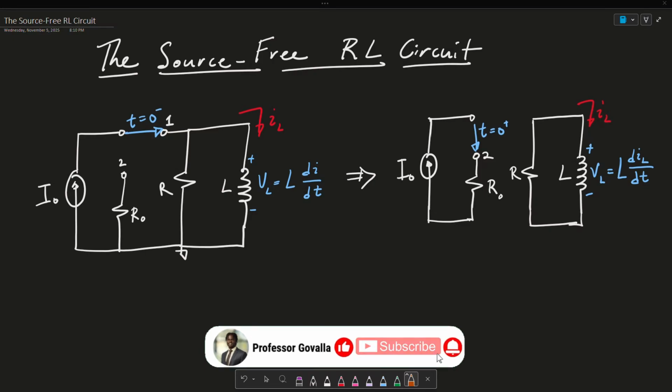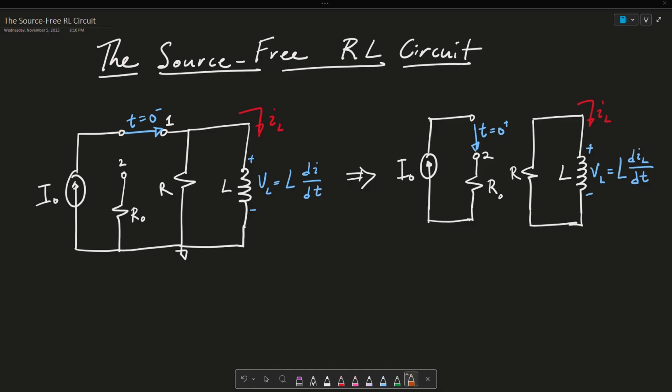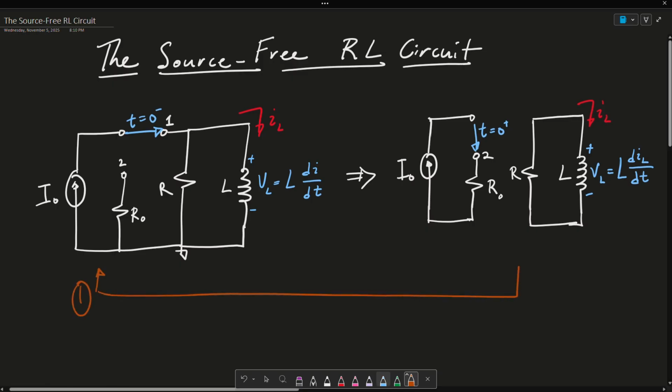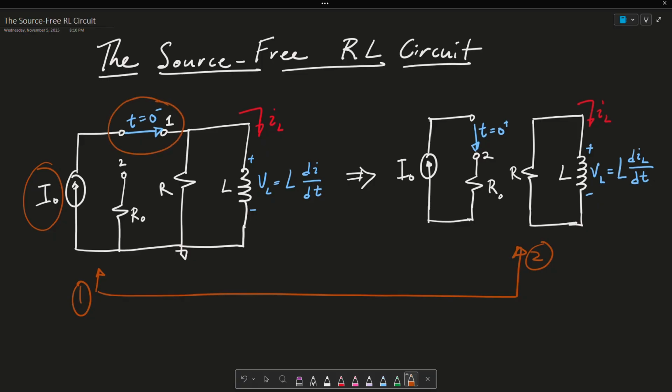My name is Professor Govalla, and today I'm going to be talking to you about the source-free RL circuit. Essentially, we're going to go from this circuit here, call it 1, to this circuit here, call it 2, where in circuit 1 we have a DC current source, or IO. It's connected to my inductor via this switch at t equals 0 minus, essentially meaning that my inductor has been charged up for a long period of time. Then at t equals 0 and t equals 0 plus, I move my switch to terminal 2. And essentially this circuit here is the source-free resistor inductor circuit.